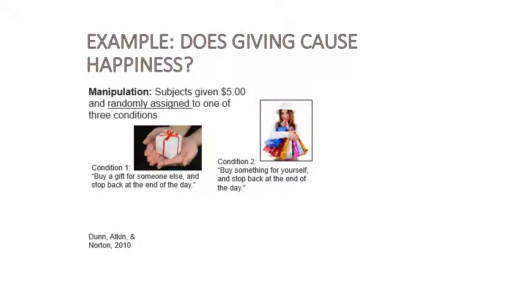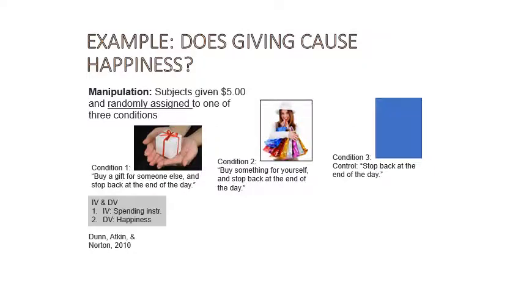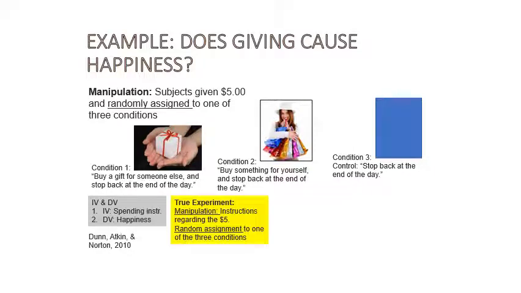In the second condition, they were told, buy something for yourself and stop back at the end of the day. In the third condition, they were just given the $5 and told, stop back at the end of the day. And so in this case, the independent variable is the spending instruction: buying for someone else, buying for yourself, or control. And the dependent variable, what was going to be measured at the end of the day, was happiness.